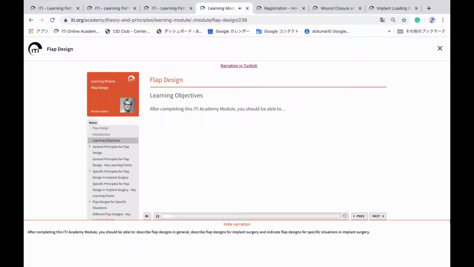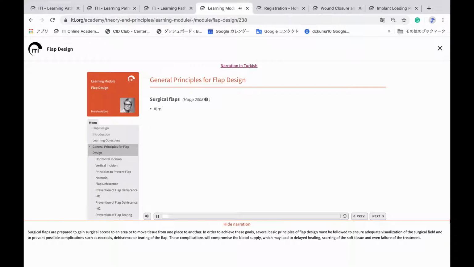After completing this ITI Online Academy module, you should be able to describe flap designs in general, describe flap designs for implant surgery, and indicate flap designs for specific situations in implant surgery.